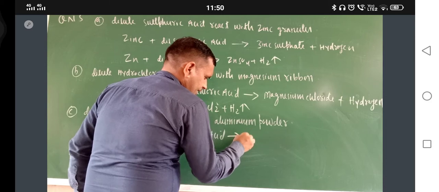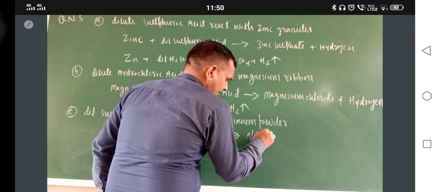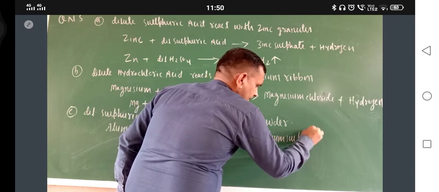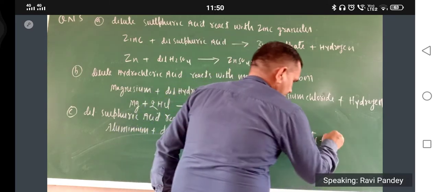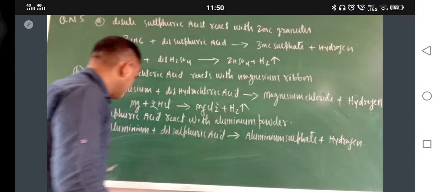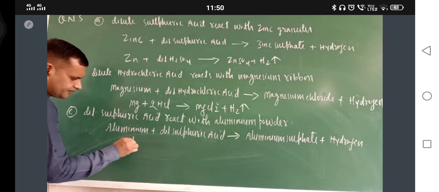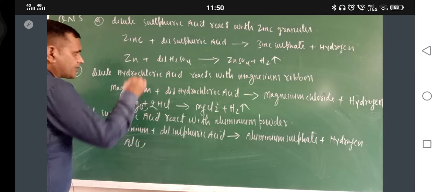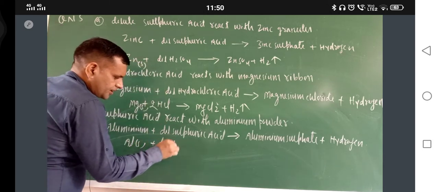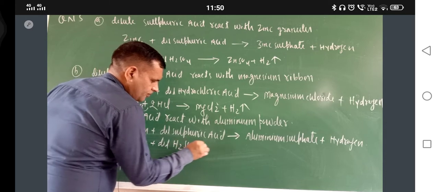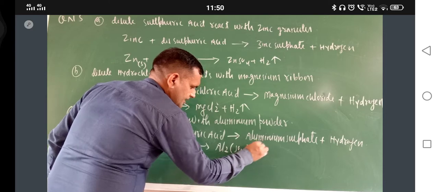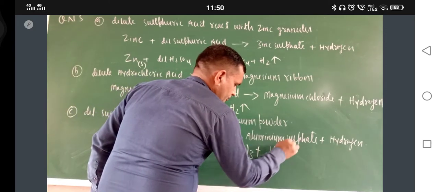And here what is there? Aluminium sulfate plus hydrogen. So just see, aluminium solid, here also write solid, plus dilute H2SO4. So here what is there? Al2(SO4)3 plus H2 gas.